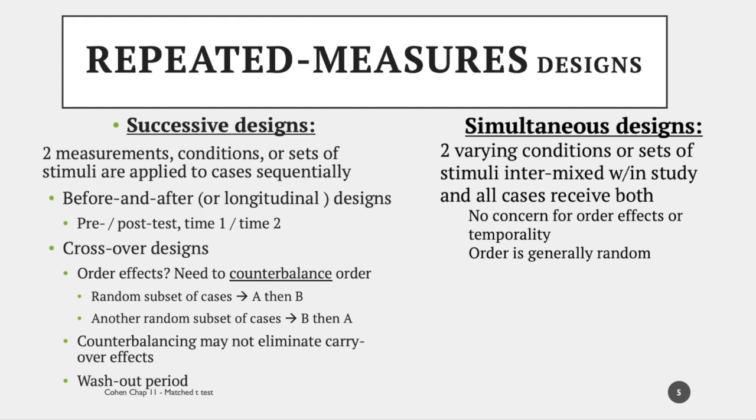In some of these repeated measures designs, what you're doing is looking at the effect of being in one group and then the effect of being in another. These are called crossover designs because often there can be what's called order effects. You need to counterbalance the order. So a random subset of the cases in your group would have A and then B, and then another random subset, everyone else that didn't get that first, the A then B, would get B and then A. So that would help you understand if there's a difference if you get A first and then B, or if you get B first and then A.